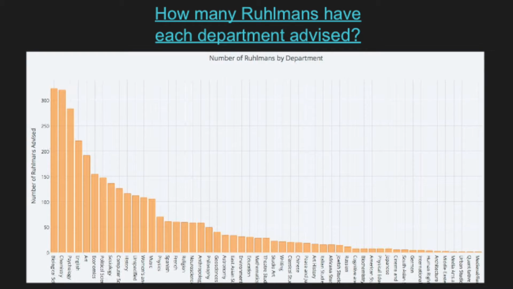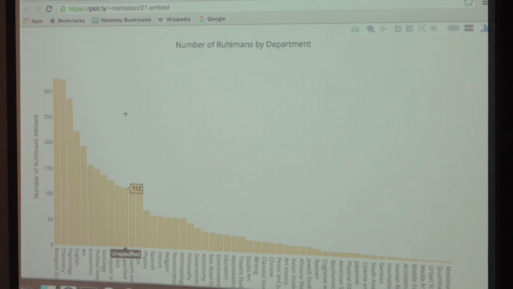Great, so I calculated how many Ruhlman presentations each department had advised over the years. To get a better idea of this, we can look at the interactive version of the graph, Hannah. Thank you. So you can see that the top two departments are biological sciences and chemistry. If you hover over those first two on the left, you can see they're separated by only 3 presentations over a total of 20 years.